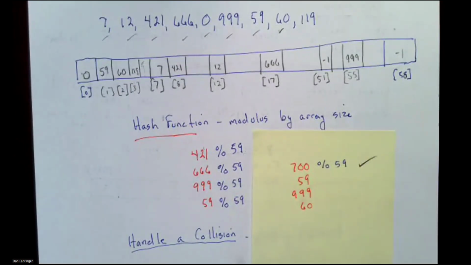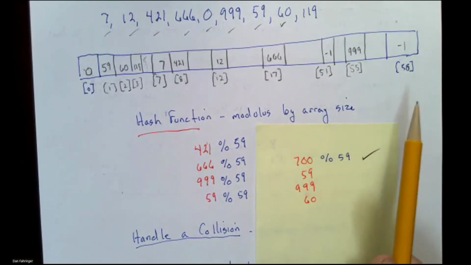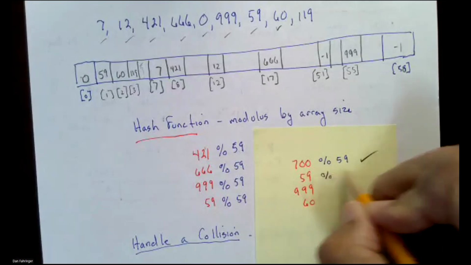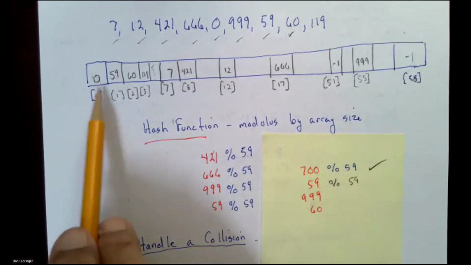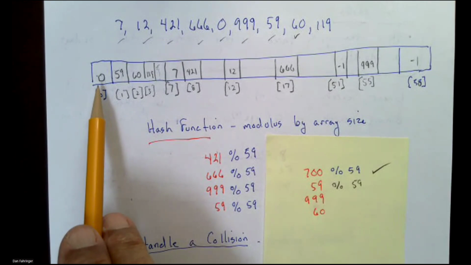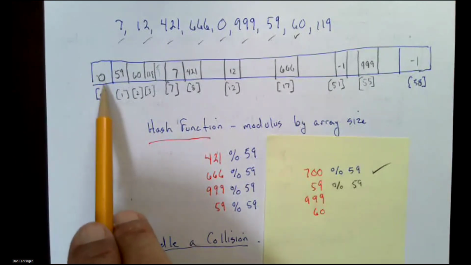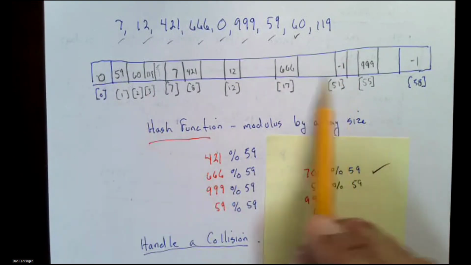59. I want to go and delete 59. I come in my list because 59 mod 59 is 0. I go to 0 and, oh, can I say it's not there? No, you can't. Okay, because this isn't -1. I knew this wasn't here because of the -1.